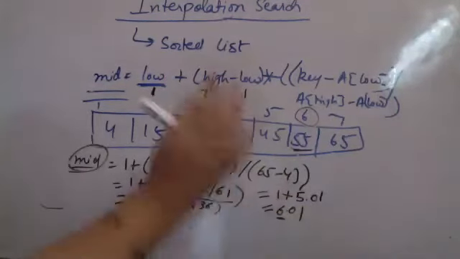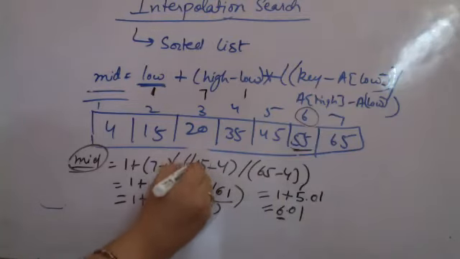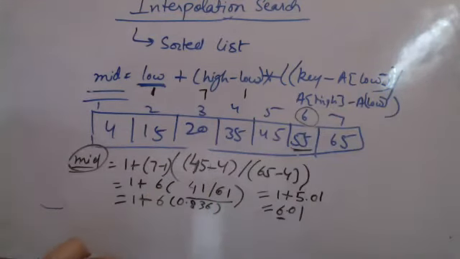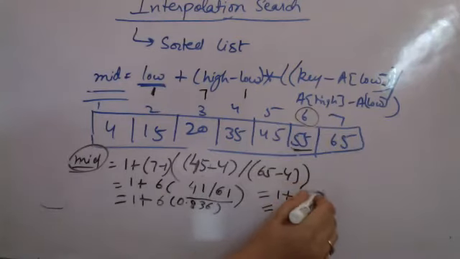Supposedly I want to search 45 instead of 55. Supposedly I want to search 45. So this comes out to be 41 upon 61. Only this change is there, and this comes out to be approximately 4 point something something something.